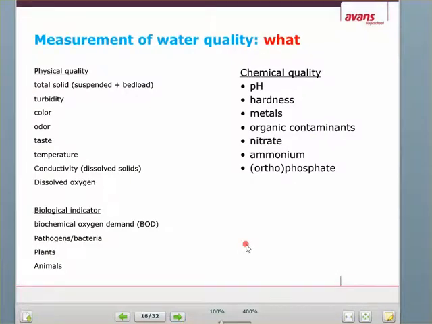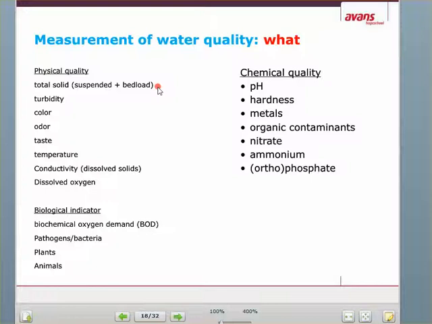So what are you guys going to do? What are the key indicators that I think are the best to look at for your project? Well, I definitely think there are some physical qualities that you can do. Suspended solids and bed load. Bed load for the Netherlands, you can forget about because there's no rocks.